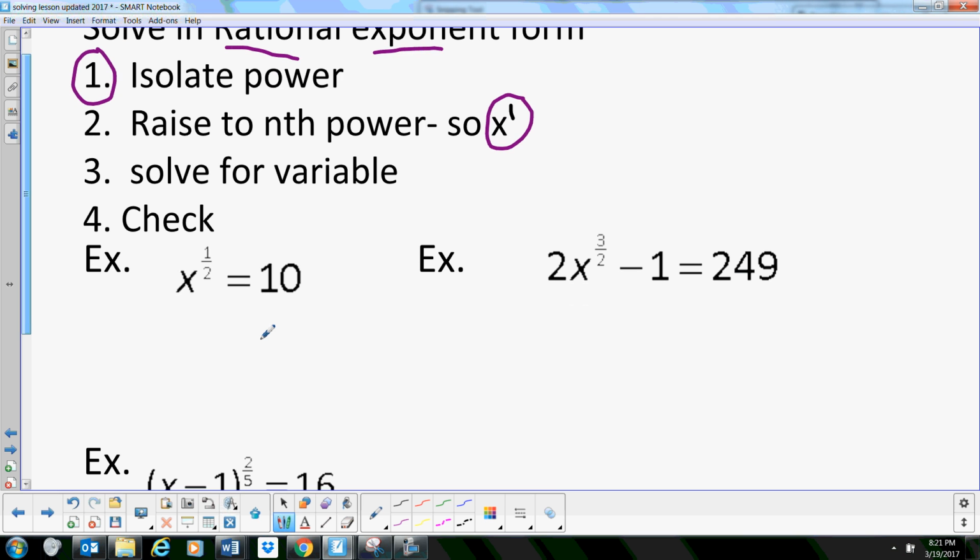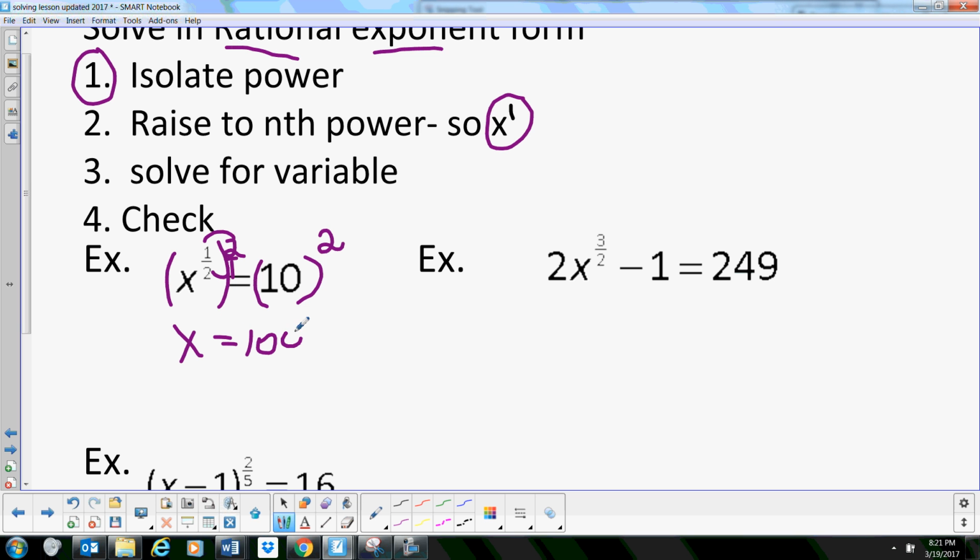So let's look at the first one. We've got x to the 1/2 power, and we know 1/2 is really just the square root written as a rational. We want x to be to the first power. So we need to raise it to the reciprocal of 1/2, which is 2 over 1, or just squared. So we're going to square the 10, and we get x to the first, right? Because when we multiply a half times 2, we're just getting 1, is equal to 100.